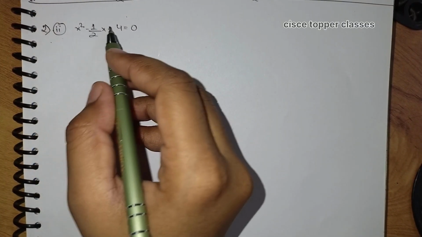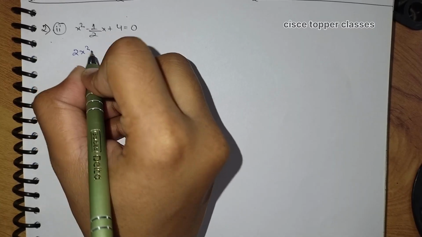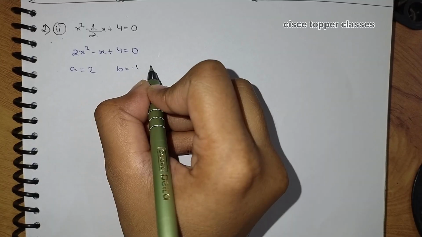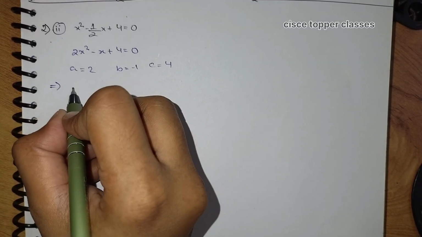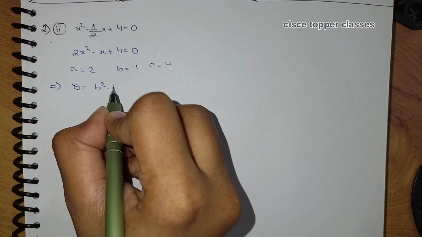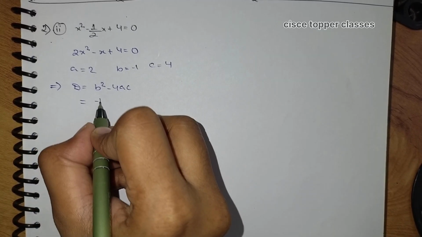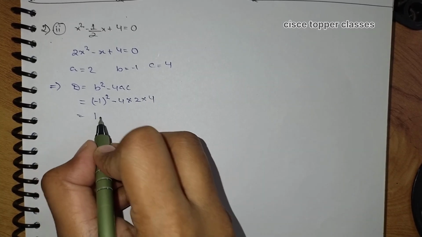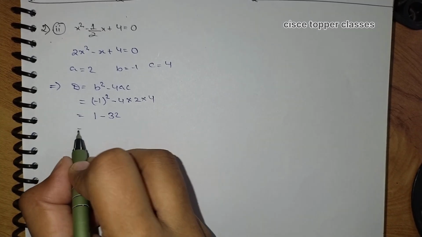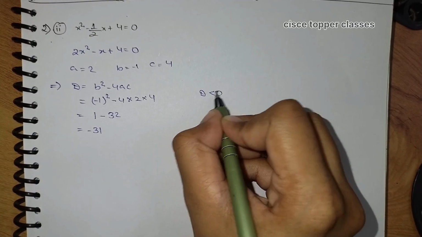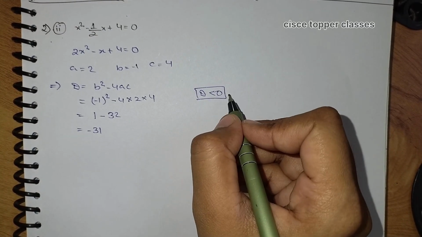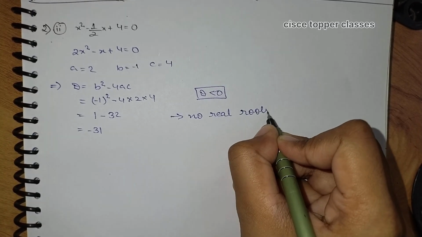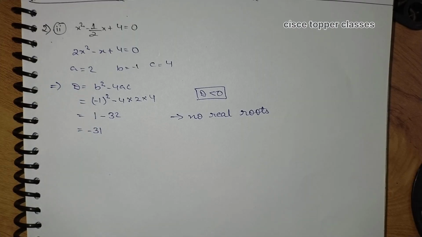Let us solve question number 2 second part. If we write, it will become 2x square minus x plus 4 equal to 0, where a is 2, b is minus 1 and c is 4. The discriminant value will be b square minus 4ac, which is minus 1 whole square minus 4 into 2 into 4. So 1 minus 8 into 4, which is 32. From there we get the value of d as less than 0. And we know if the discriminant is less than 0, we will get no real roots. Hence, this is the final solution of question number 2, second part.